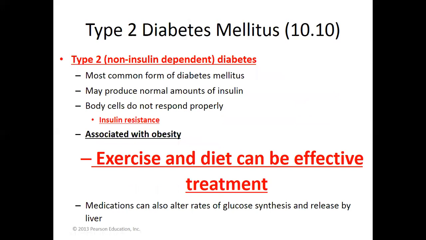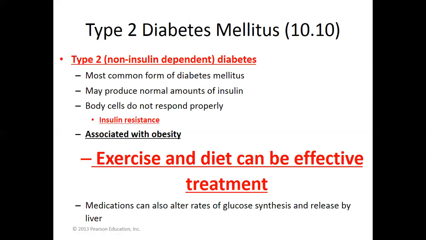And your receptors to insulin stop responding to so much insulin. They get worn out and they can't keep responding. They've done their job too much and they start to quit on us. It's the most common form of diabetes. It may produce normal amounts of insulin or too much insulin, but the body cells don't respond. So what happens is called insulin resistance.